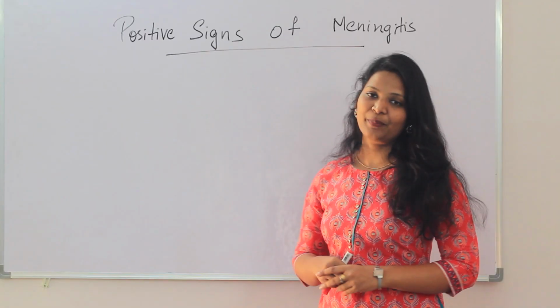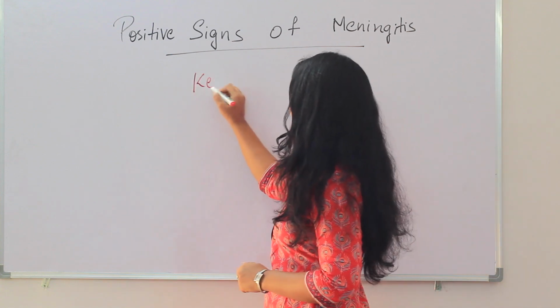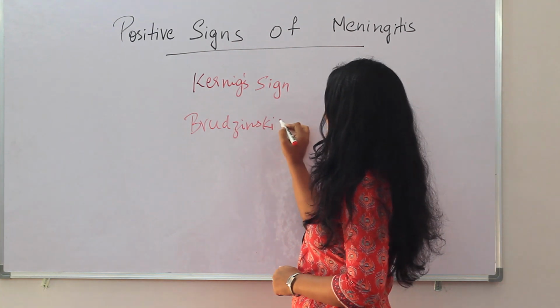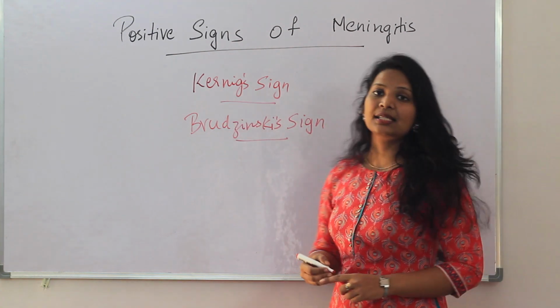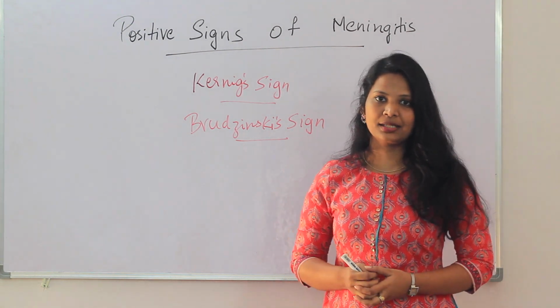Next, positive signs of meningitis. The common positive signs of meningitis are Kernig's sign and Brudzinski's sign. These signs are commonly assessed by performing tests. Kernig's sign is essentially a way to demonstrate that the neck is not simply stiff but is irritated. With the patient lying flat, the examiner flexes a hip 90 degrees and then attempts to extend the lower leg at the knee. Pain on extension is a positive sign.